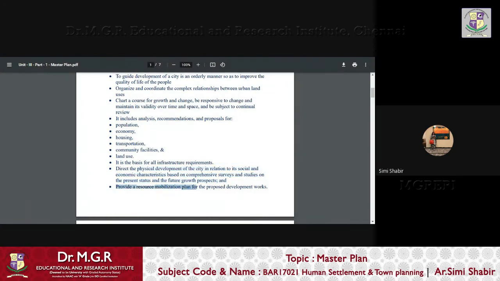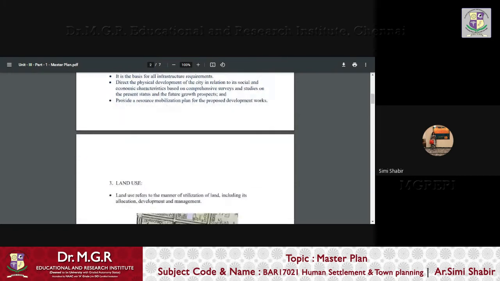Master plan provides a resource mobilization plan for the proposed development work. From where do the funds come? From where does the manpower, the personnel come, etc.